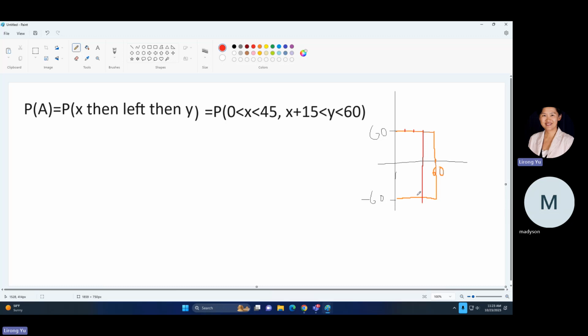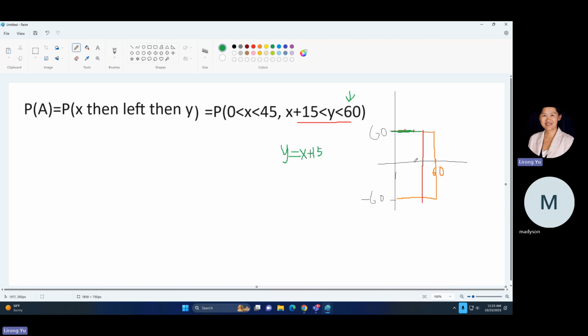So now we're calculating this part of the probability. Remember, the probability is really a double integral. That's why I'm trying to find the double integral domain, the integration region. Those are the x and then the y. The highest value is 60, which is right here. This 60 is that horizontal line. Now the lowest value is y equal to x plus 15, which is the lowest line.